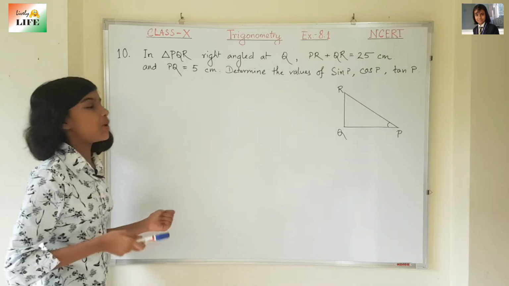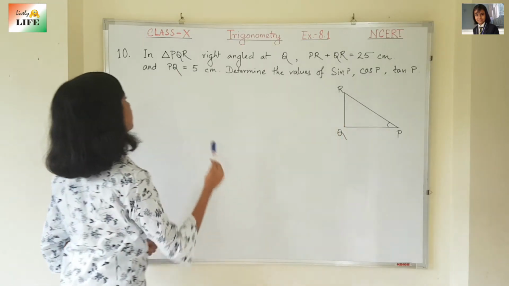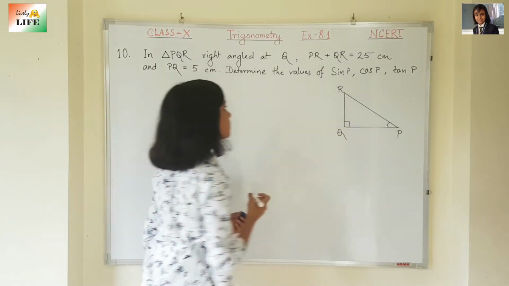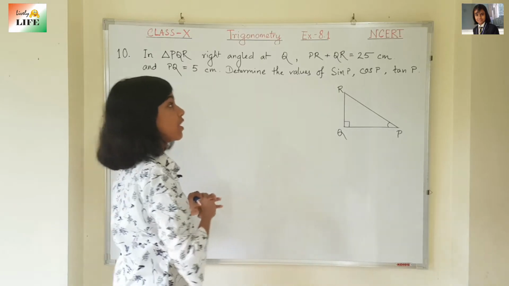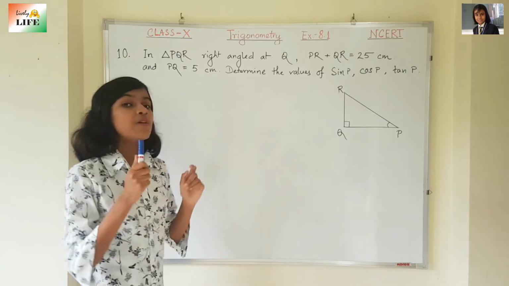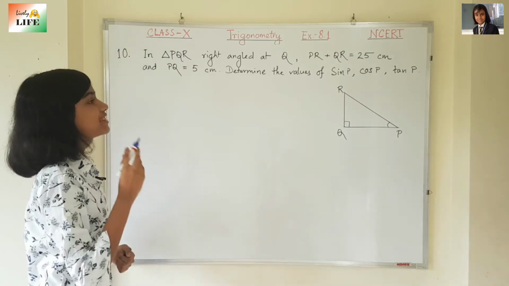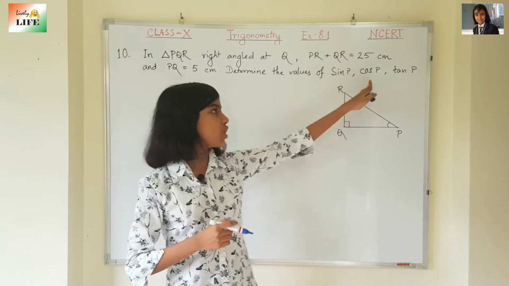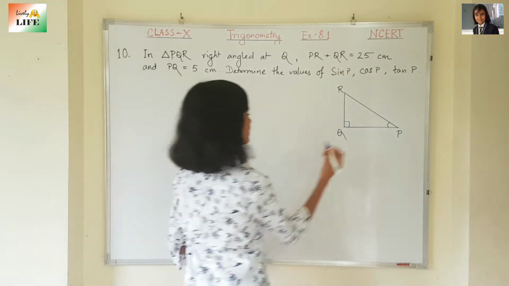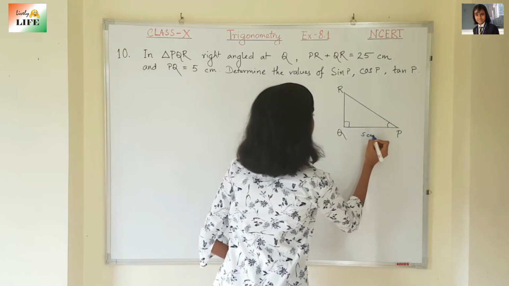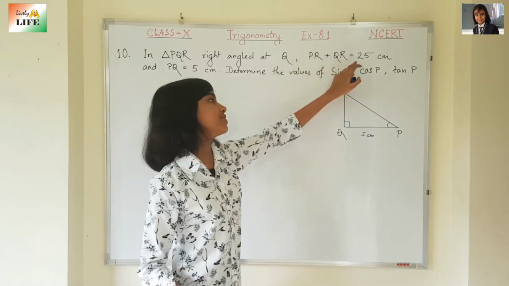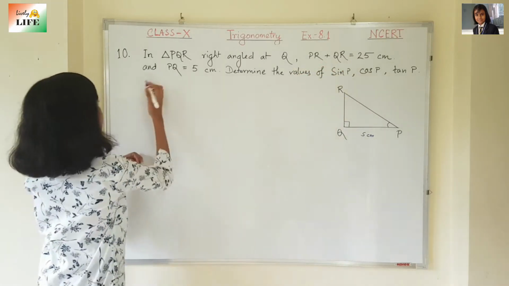In triangle PQR, you can see this is the triangle PQR, right angled at Q. PR plus QR is equal to 25 cm and PQ is equal to 5 cm. Determine the values of sin P, cos P and tan P. So what is PQ? PQ is equal to 5 cm. And what is given? Given PR plus QR is equal to 25 cm.